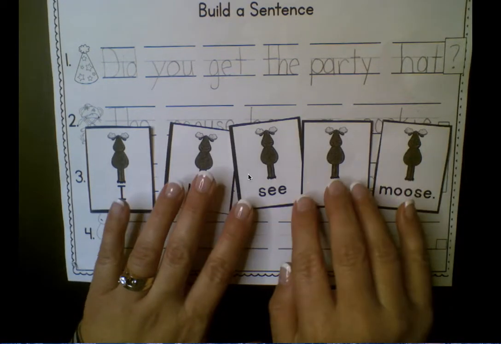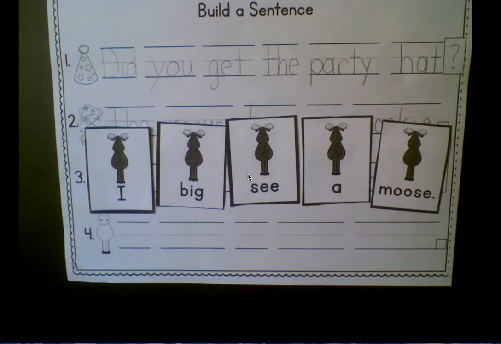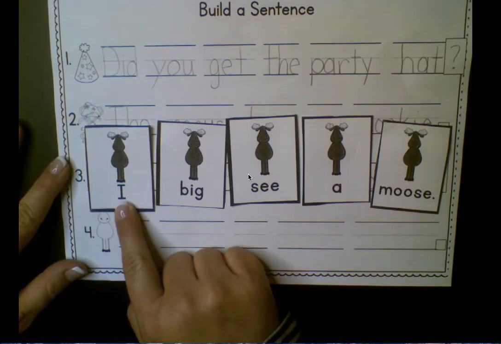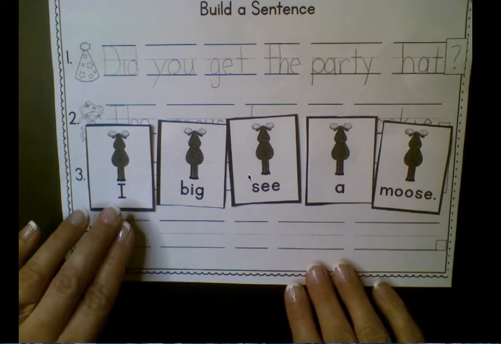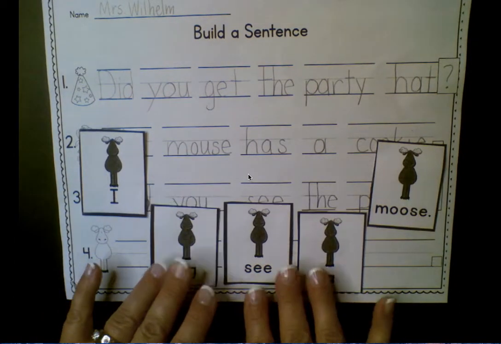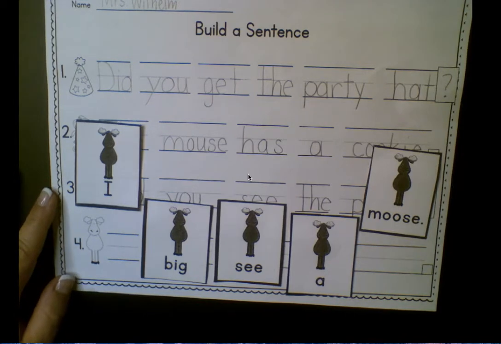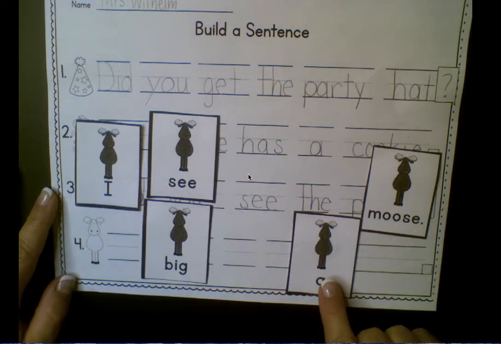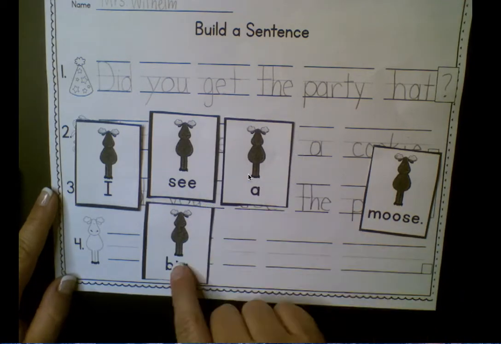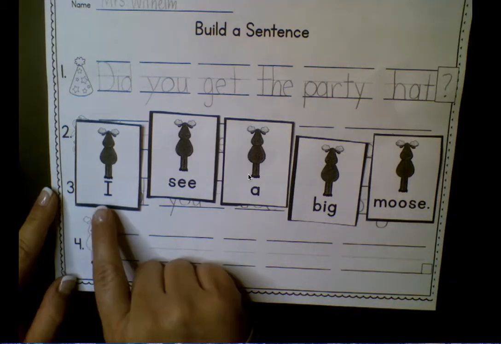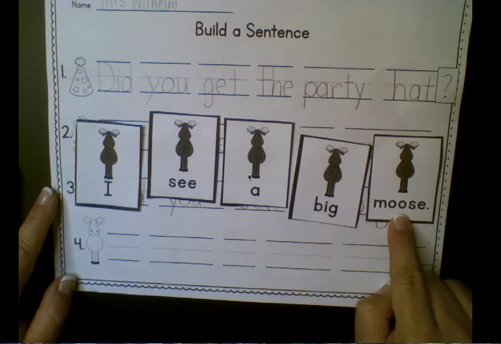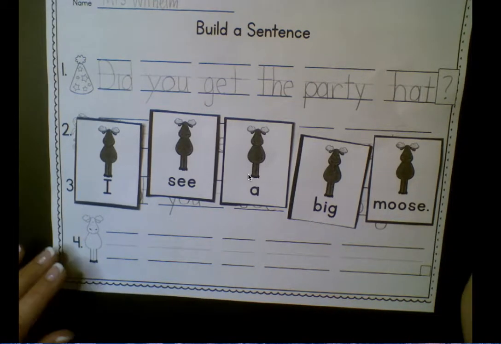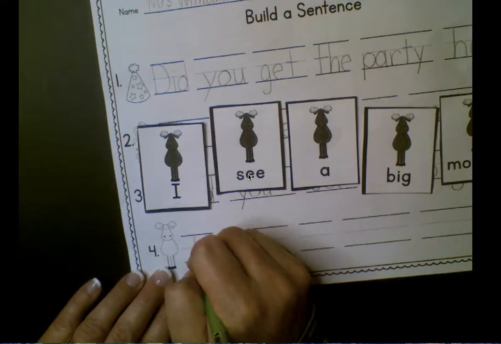And now these middle ones, I don't know which order they go in. So let's read the sentence and see if it makes sense. I big see a moose. That doesn't make any sense to me. So now I got to figure out with these, what order I'm going to put them in. Maybe I see, let's see if this makes sense. I see a big moose. That makes sense. So that must be the order of our sentence. Let's write that down.